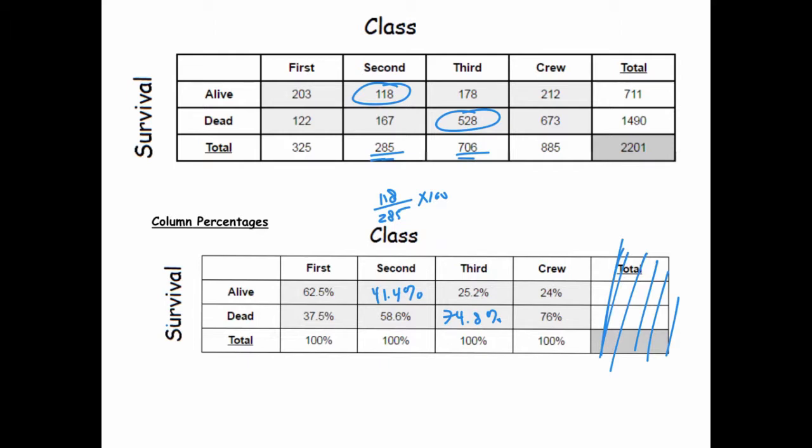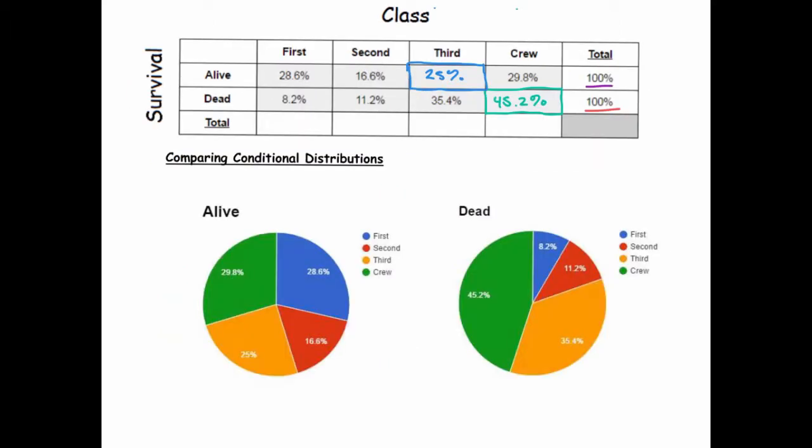But again, we can go through and analyze each class and see how the categories inside the variable survival varied among those classes. We've already made a pie chart for the total number of passengers on the ship, looking at the first, second, and third class ticket holders and the crew, and saw how those made up the total of all the passengers on the ship.